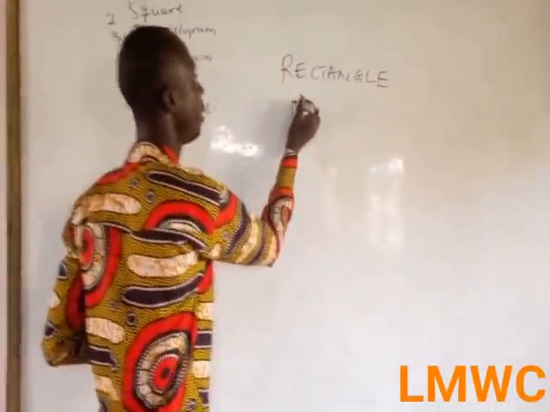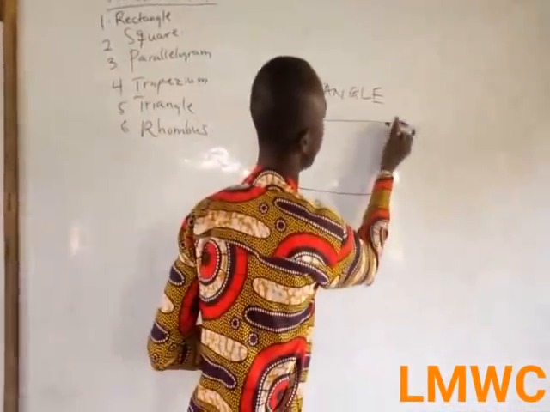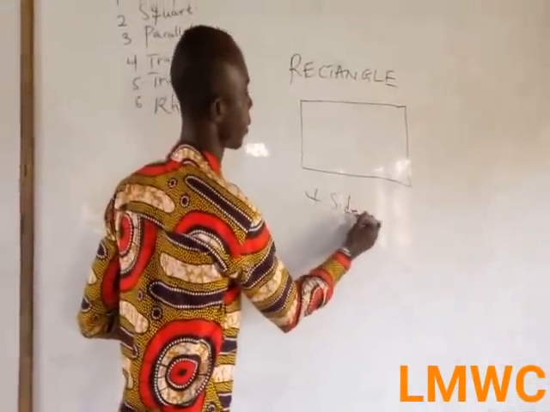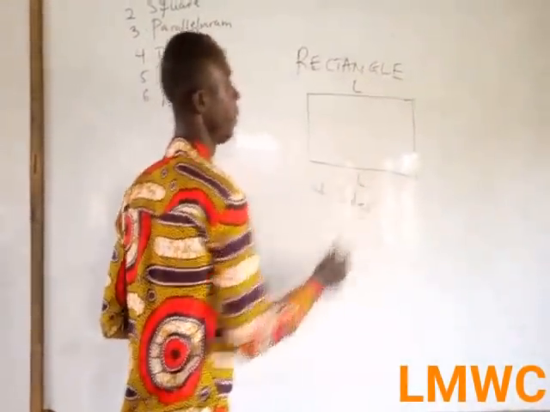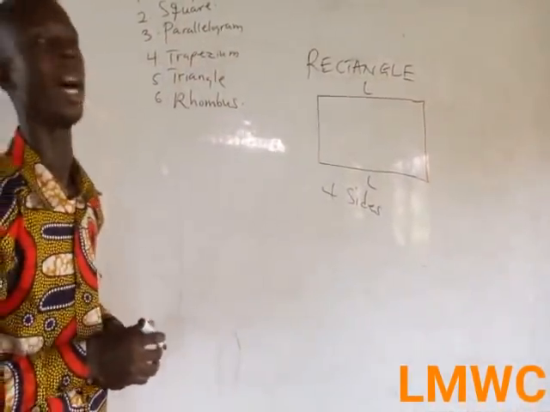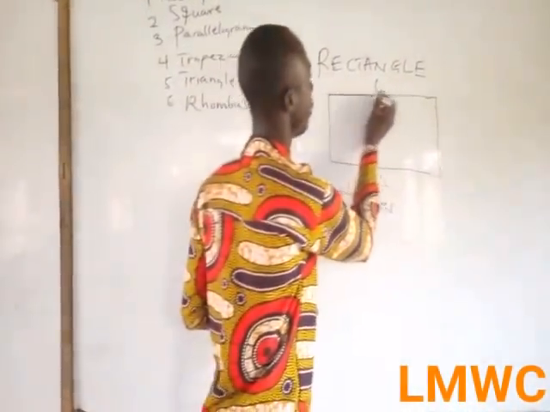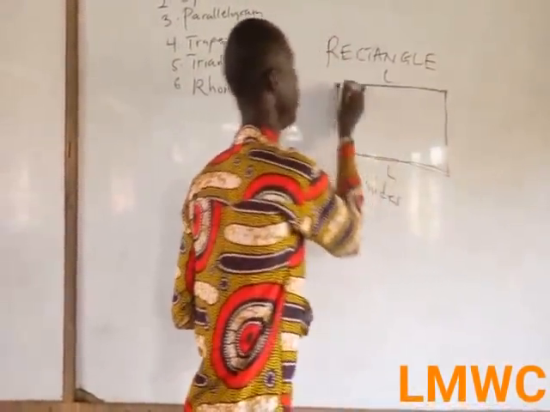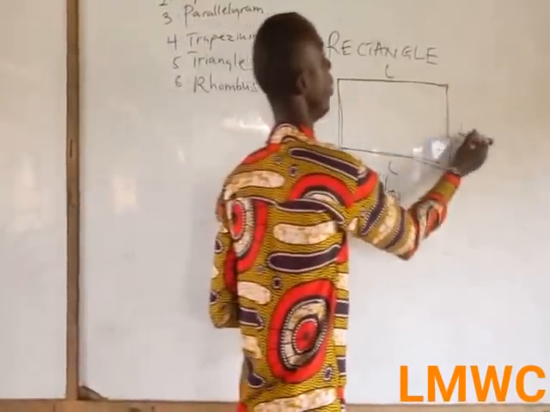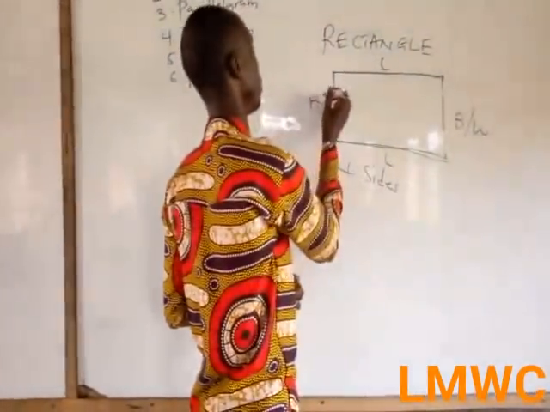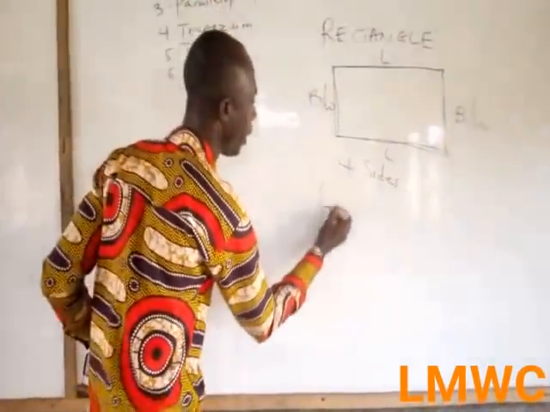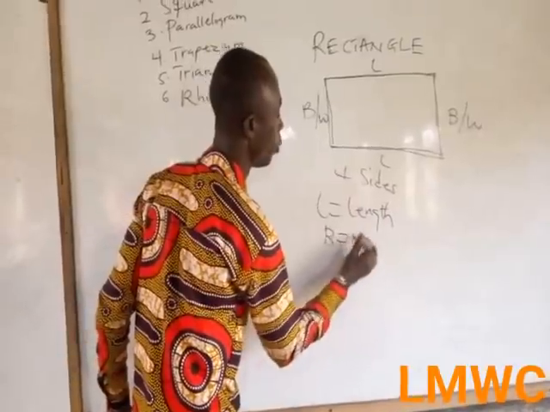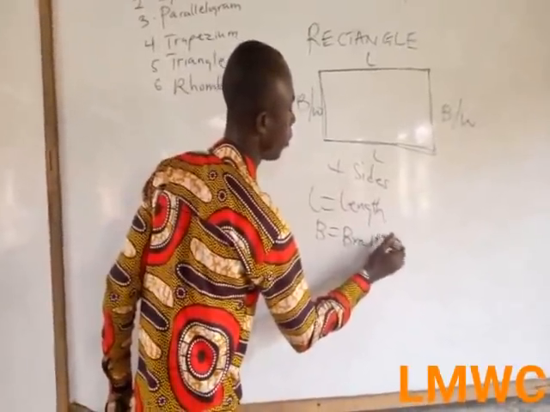And for rectangle, this is the shape of a rectangle. It has 4 sides. And this is the length. The opposite sides of a rectangle are equal. This means this and this, they are equal. It's opposite. This and this two are equal. This is breadth. And this is the same as width. So L is equal to length, and B is equal to breadth or width.